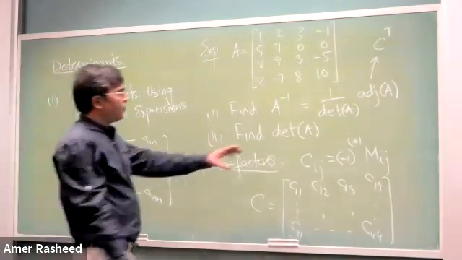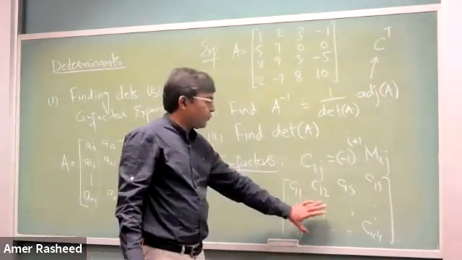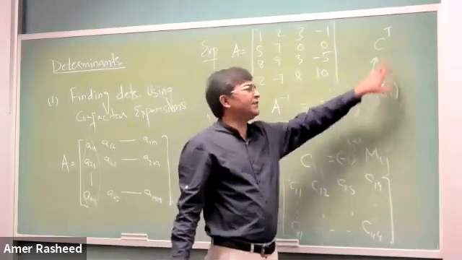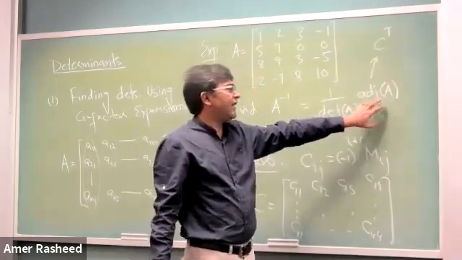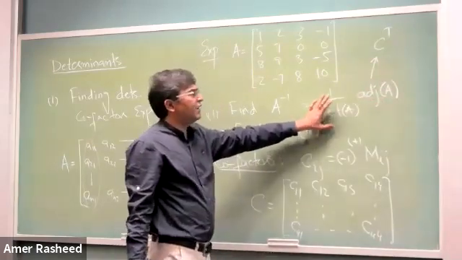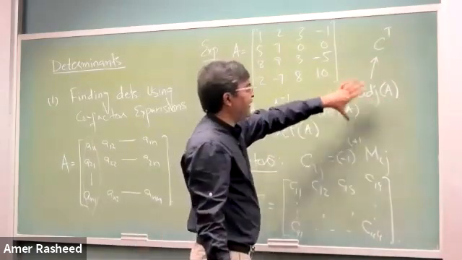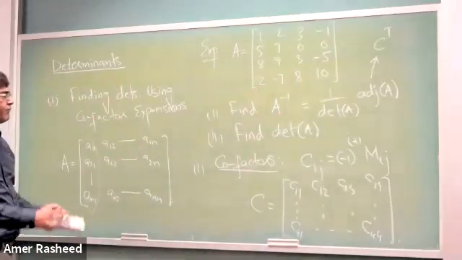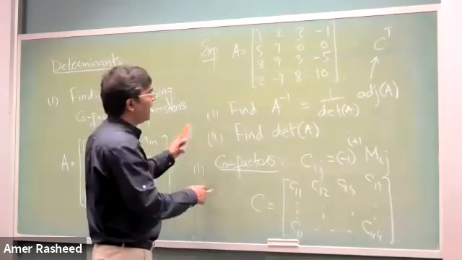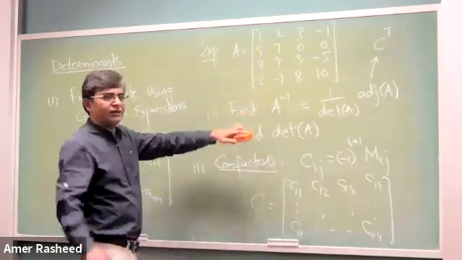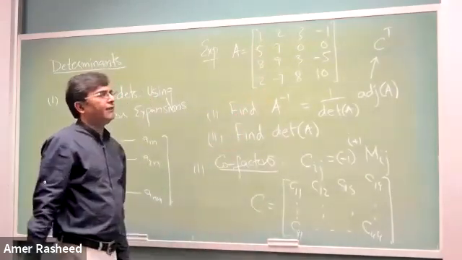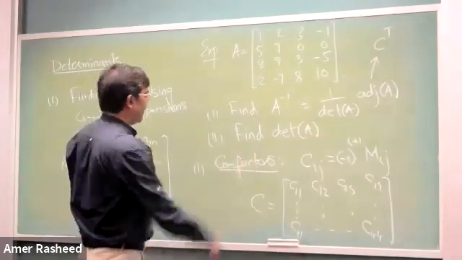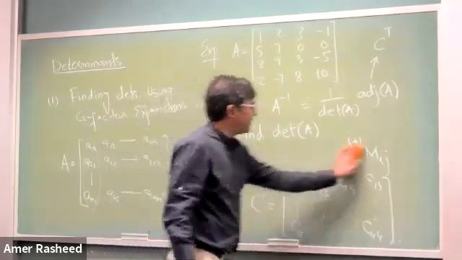Once you compute all these cofactors, you put them in a matrix and get C. Now, take the transpose of C. This is your adjoint of A. After computing the determinant of A, you put these two things together and you get A inverse. This was basically the method in short. I hope you can do it. You can see the previous lecture, where I have explained how to compute these cofactors.